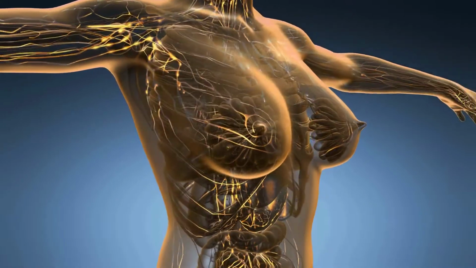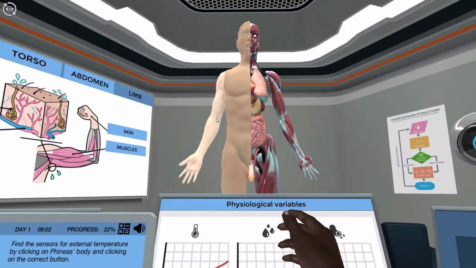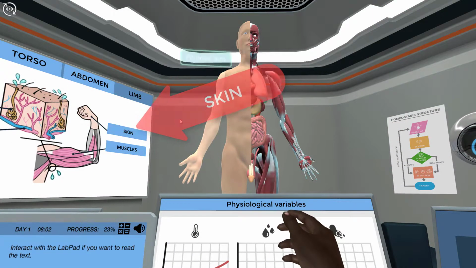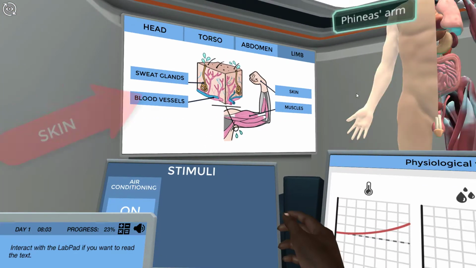However, how does a body monitor its own temperature? How is it able to sense something might be going wrong? Do you think you can find the sensors for the temperature on Phineas' body? Find the sensors for external temperature by clicking on Phineas' body and clicking on the correct button.